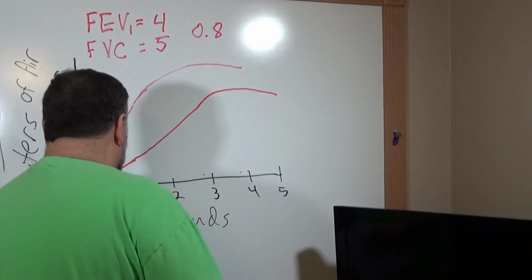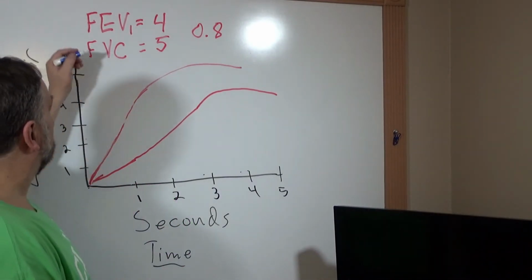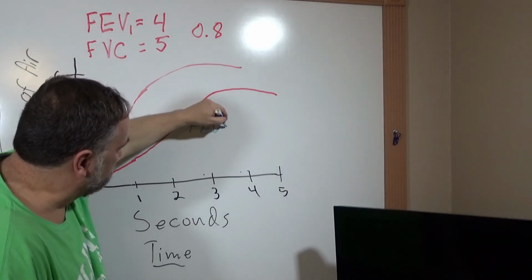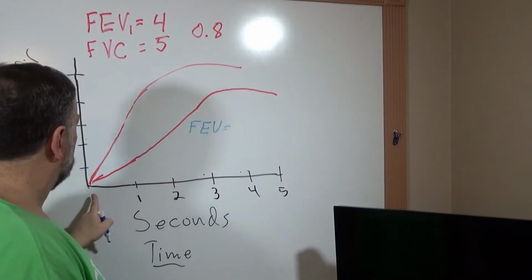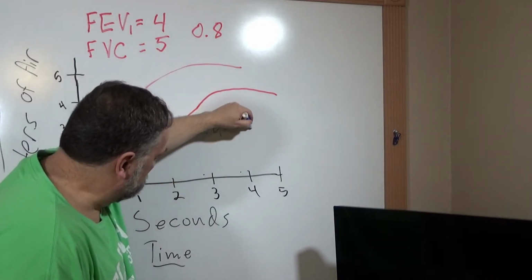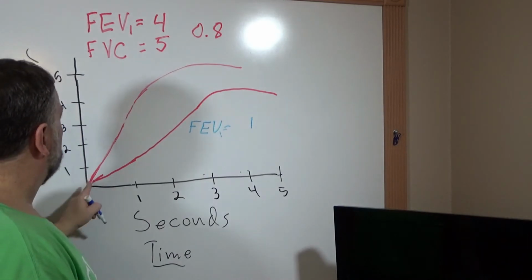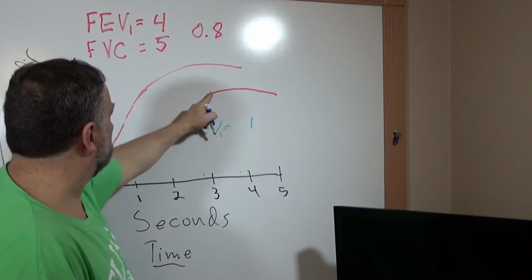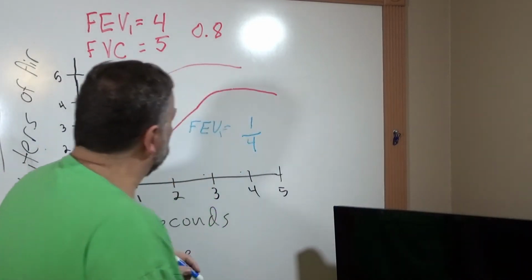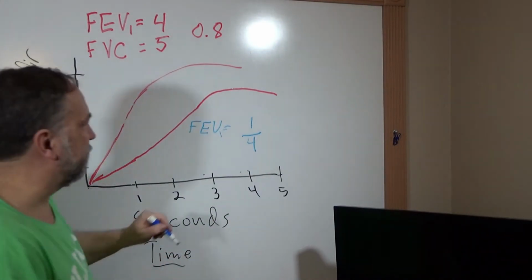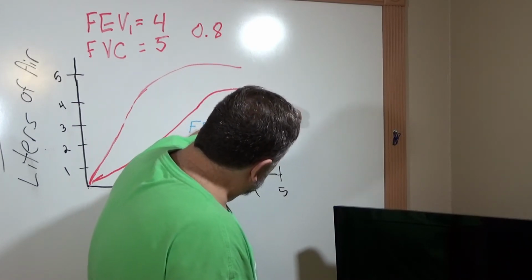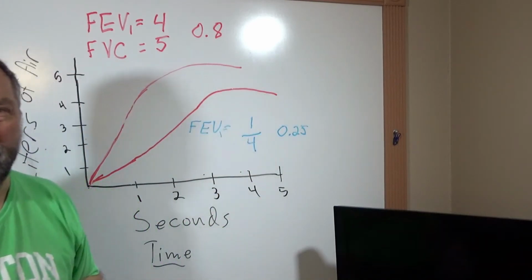let's switch colors here. I'll switch over to blue. So his forced expiratory volume in 1 second is 1. And his full vital capacity, the most he could get out, was 4. Well, 1/4. That's easy. You know it's 0.25, right? 1/4 is 25%. So 0.25 is your result there.